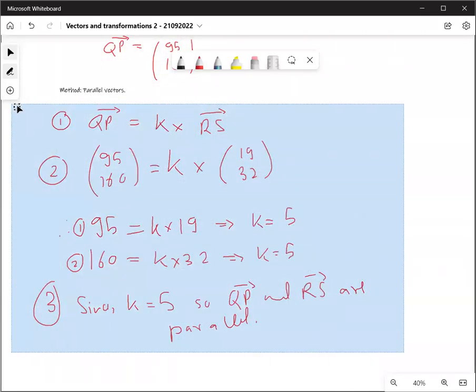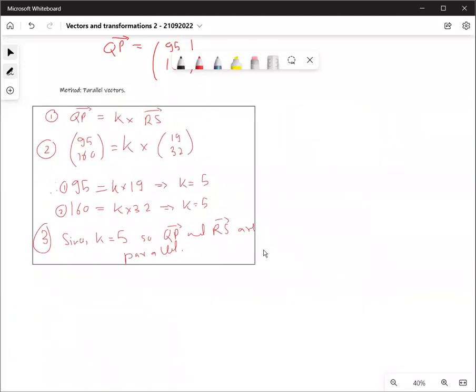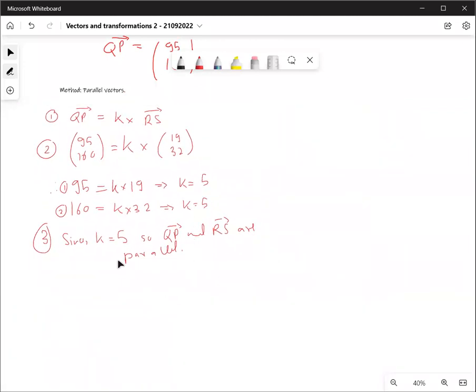Now this is the method you're using. Wait, what if we get different numbers for both of them? Yes, then you'll say not parallel.